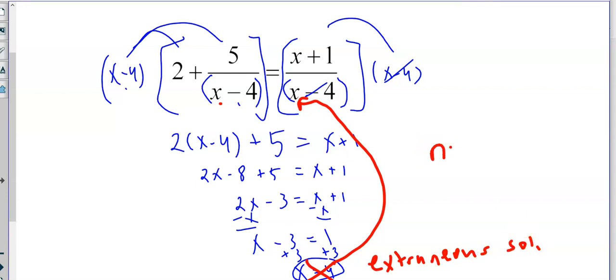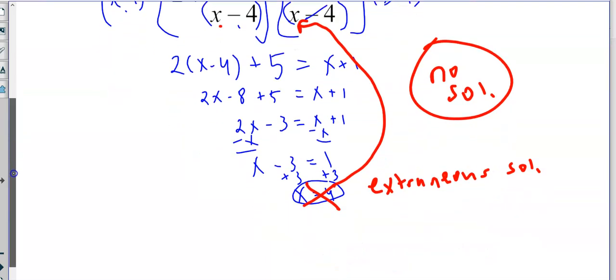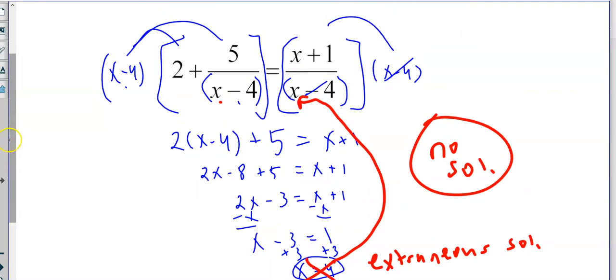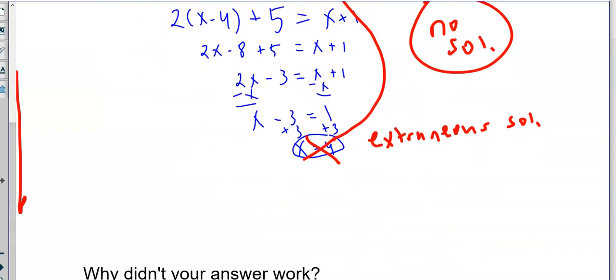The answer is no solution on this problem because there was only one answer and it was extraneous. So always check your answer, especially when there's a denominator and x is in the denominator. That's really the time that you need to definitely check your answer. And that's the lesson for today.